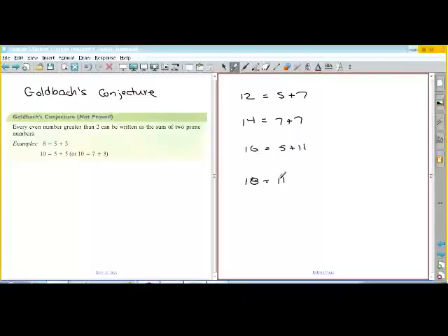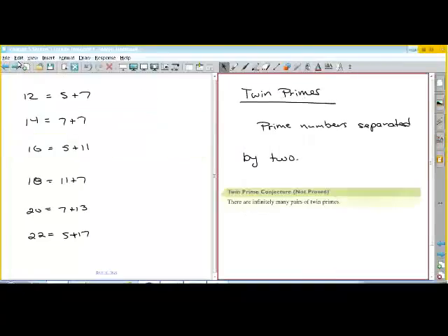18 would be 11 plus 7. Okay, these are 2 prime. So 20 would be 7 plus 13. So every even number can be written as the sum of two prime numbers. 22 would be 17 plus 5, or 5 plus 17. So it's kind of an interesting mind game here to try to figure out what two prime numbers added together result in an even number. And it says it can't be proved, but they have never found a case where it can't be done.